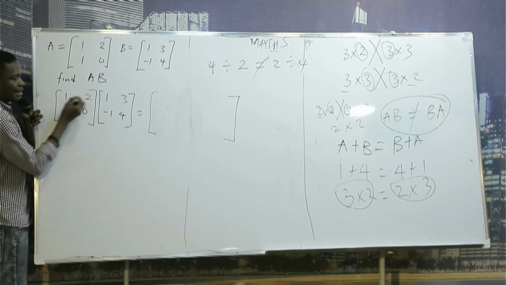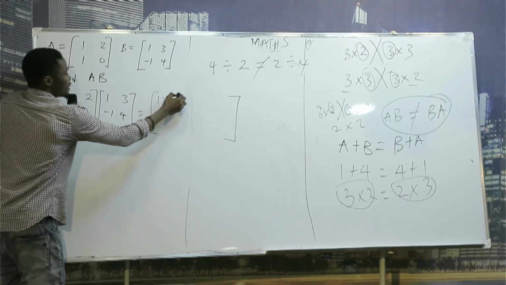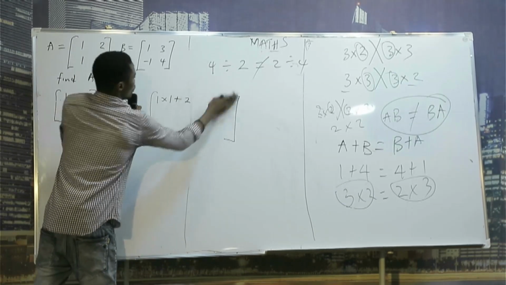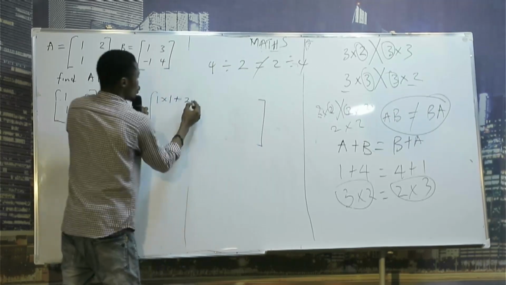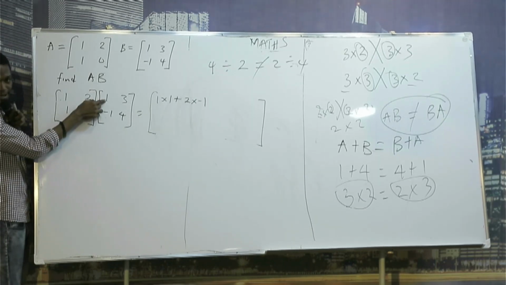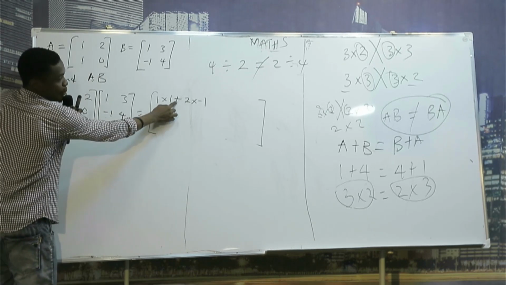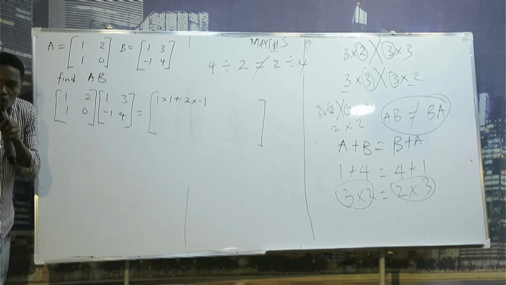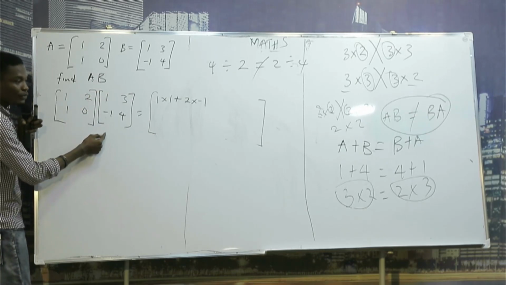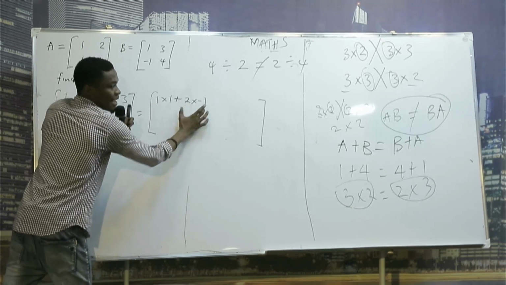Let's see. I will say 1 times 1. Then I will put a plus 2 times minus 1. So 2, let me expand this more. So 2 times minus 1. So what did I do? I said 1 times this, and then this times this, and I put a plus. By the time you solve examples, it would look easier. Now, when I'm done with this, it is first row, first column. So this is your first row, first column answer.